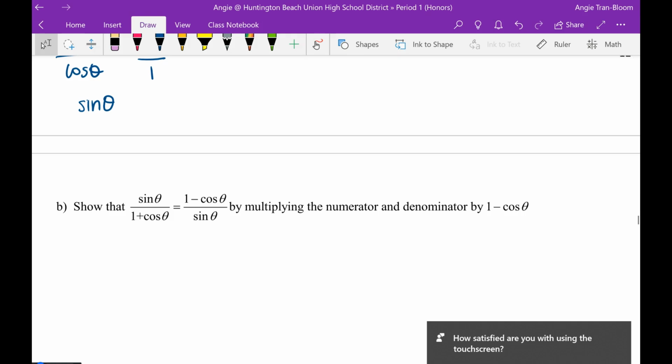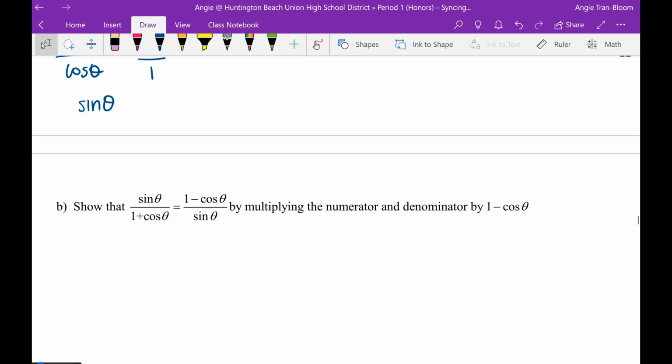Guys, when you're proving, you have to pick one and only one side. You can't work with both sides at the same time. When you pick a side and it's too difficult or you can't figure it out, you can erase it and start again on the other side. But can you work both sides at the same time? No. So this one, which side do you want to start with? The left side.